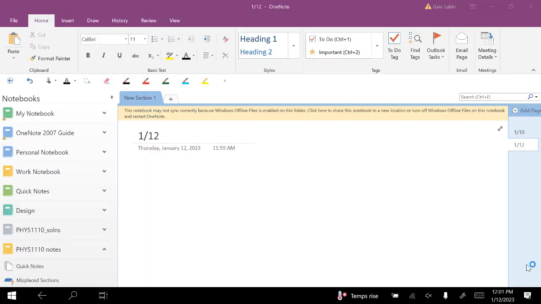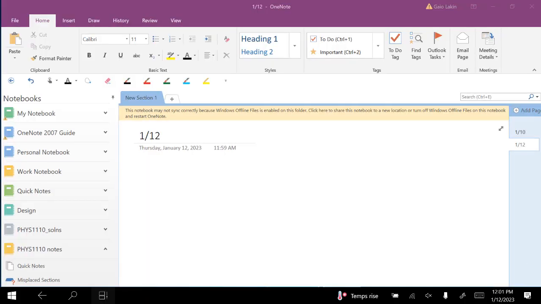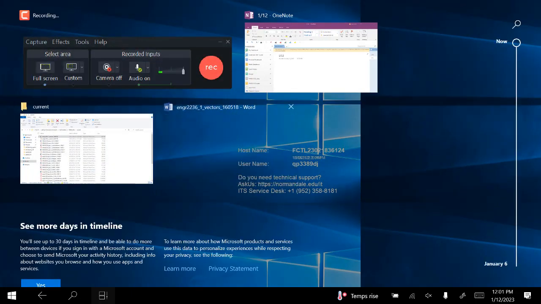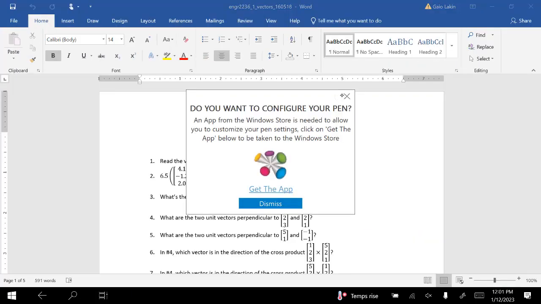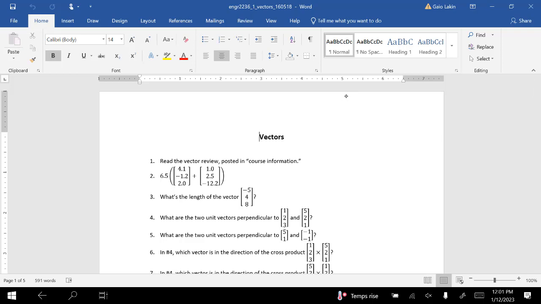Okay. So I'm going to start out answering a couple of questions with the vector review. For all of these vector questions, feel free to use your calculator. You don't have to do any of these by hand. I just want to make sure that you can do all these calculations. You're going to have to do these over and over again in the class.